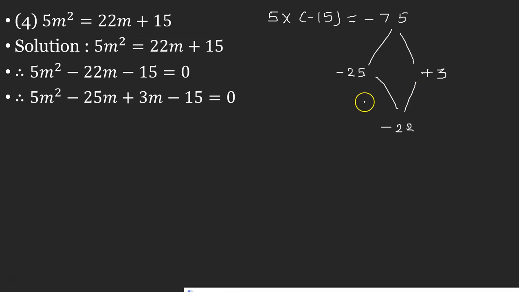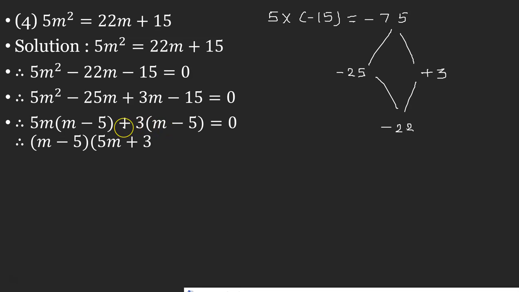Now see this here: 5m square minus 25m plus 3m minus 15 equals 0. Next we will take common from these. What is the common? See this here. The common is 5, here 25, which means 5 into 5. So 5 is common from both. Then here is m square, here is m. We'll take m as common. Then what is in the bracket? m minus 5.